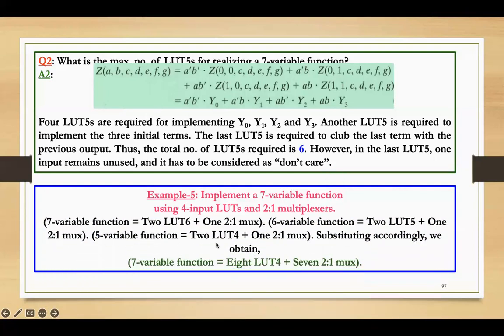So this becomes your general form. If you have a 7-variable function, you need 2 LUT6s plus 1 mux. If you have a 6-variable function, then 2 LUT5s plus 1 mux. Everywhere you can see you need a mux and 2 LUTs, but this 5-variable one will become a 4-input LUT.